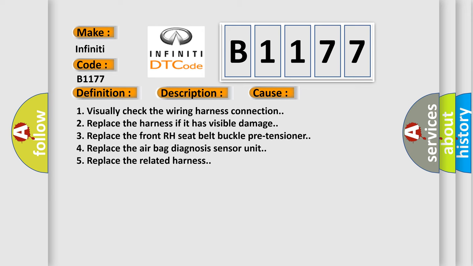This diagnostic error occurs most often in these cases: 1. Visually check the wiring harness connection. 2. Replace the harness if it has visible damage. 3. Replace the front RH seatbelt buckle pre-tensioner. 4. Replace the airbag diagnosis sensor unit. 5. Replace the related harness.